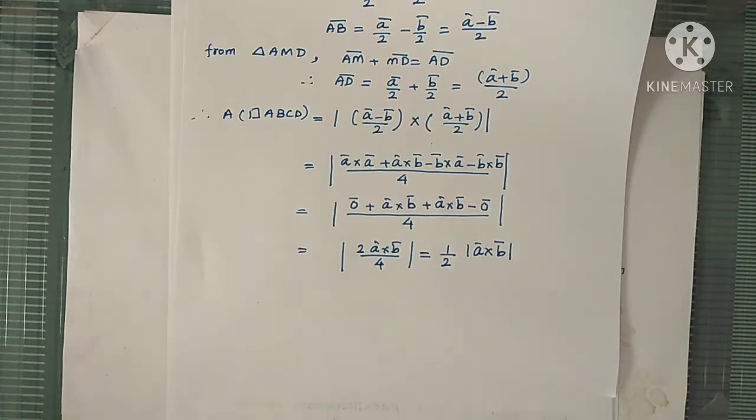So what is the difference? In the first formula we have only the modulus of the cross product of the adjacent sides.